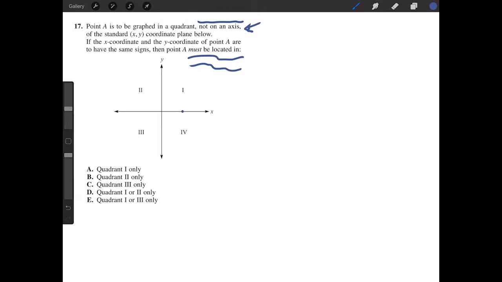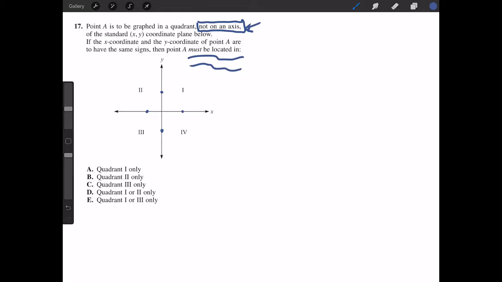For example, if we put a point here on this x-axis, would you say that it's in quadrant 1 or in quadrant 4? It's really not in either one of those quadrants because it's on the axis itself. The same for any point that happens to be on any of the axes. And so it's important to know that this is eliminating those possibilities.